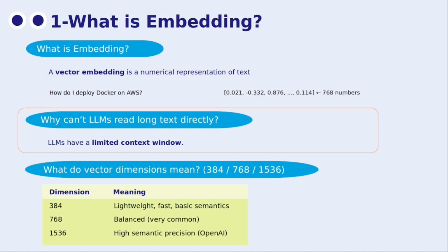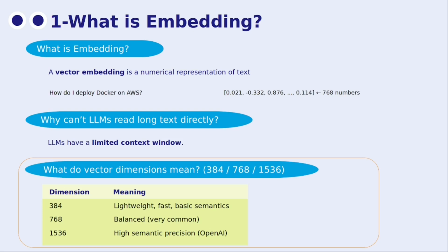Why can't an LLM read long text directly? This is a very common misunderstanding. An LLM has a context limit. That means it can only read a limited number of tokens at once. Now think about real data: company documents, PDFs, knowledge bases, thousands of pages. You cannot put all of that into the prompt. Even if you could, it would be slow and expensive. So what do we do? We retrieve only what matters. This is exactly why RAG exists.